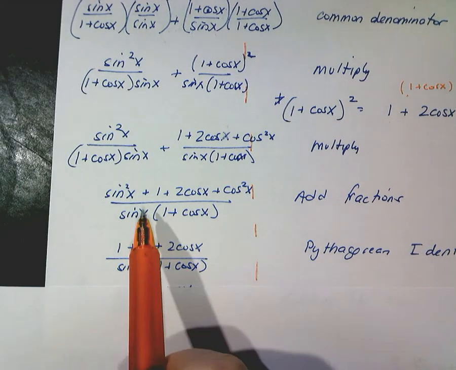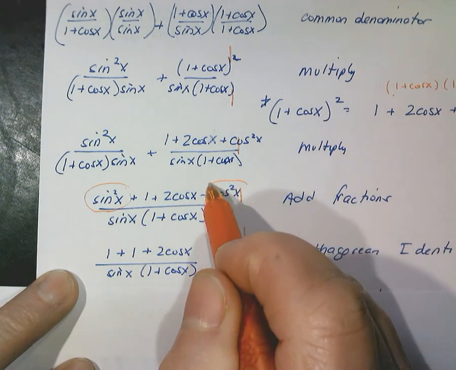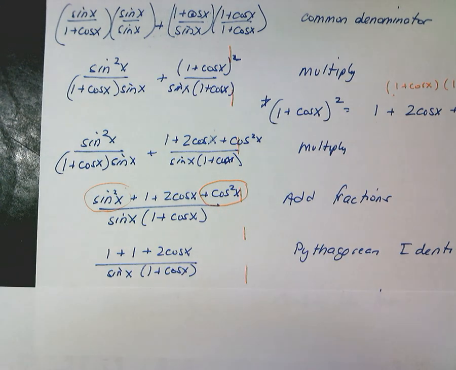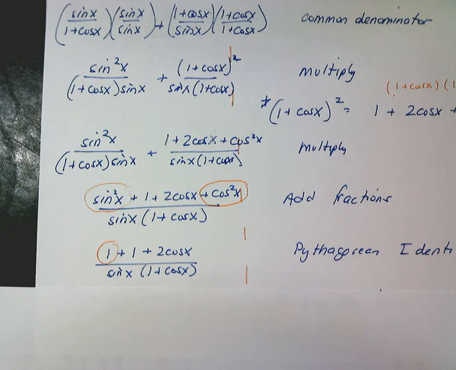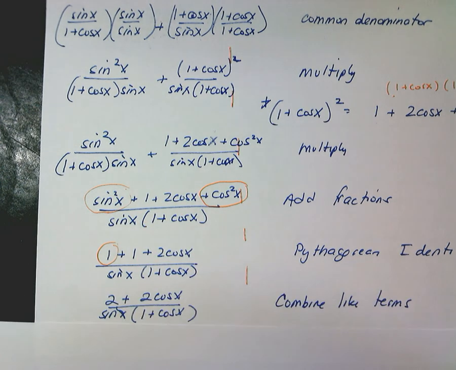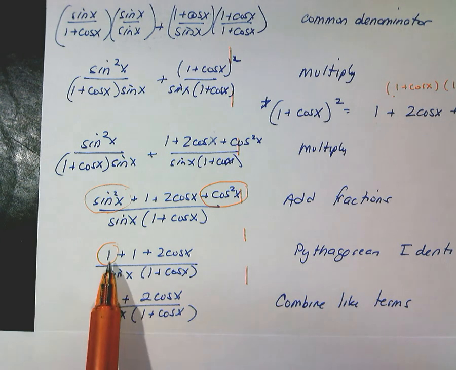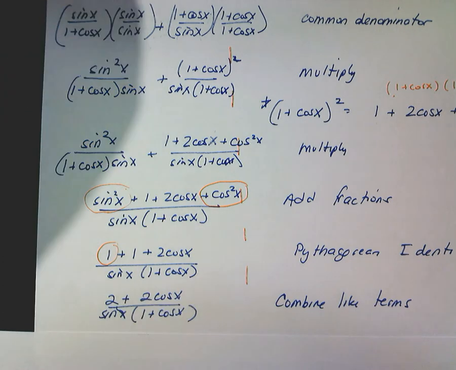Then when I did, see this sine squared x plus cosine squared x? That's equal to 1. So that's where I get the 1 here. So I use the Pythagorean identity. 1 plus 2 cosine x is still there. I can combine like terms. I put this 1 plus 1 together, made it a 2. 2 plus 2 cosine x is the numerator. The denominator comes along. Don't forget to write your denominator.